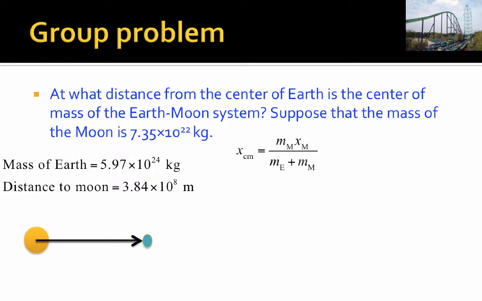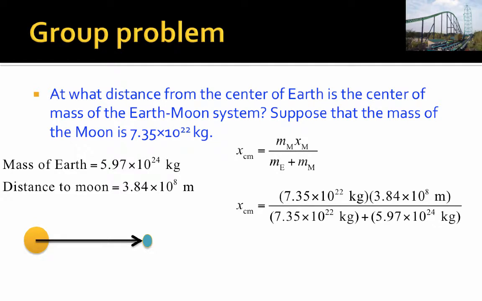And now we can plug in values for it, put in the value of the inertia of the Moon, the distance from the Earth to the Moon, in other words, the position of the Moon, divided by the sum of the masses. And we find that it's actually pretty close to the Earth, believe it or not. So the center of mass is 4.66 times 10 to the 6 meters from the center of the Earth.